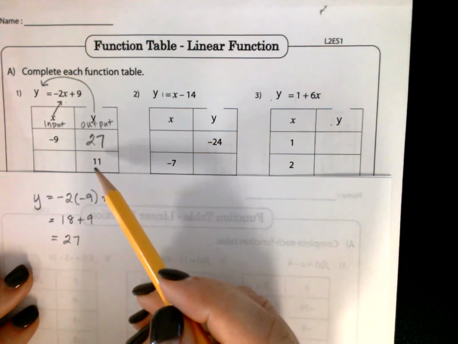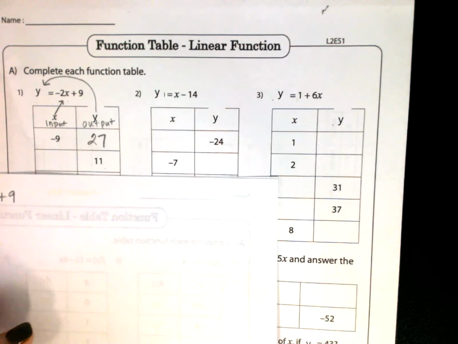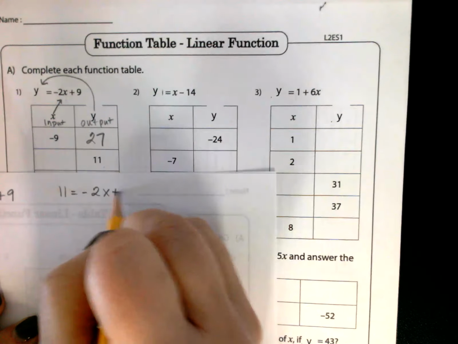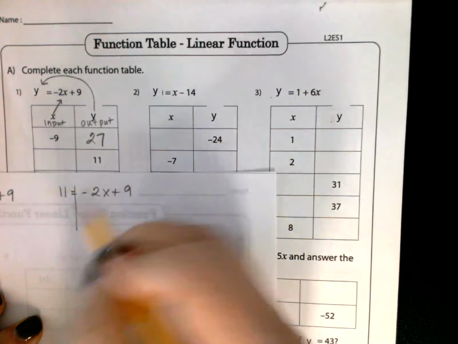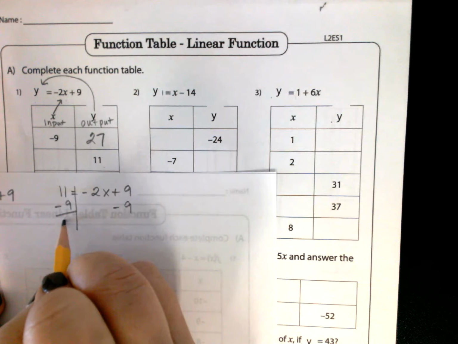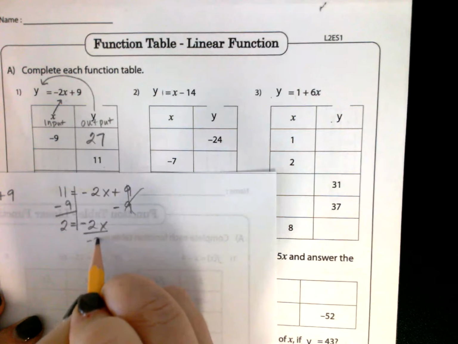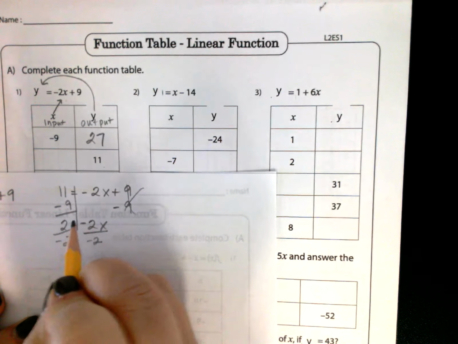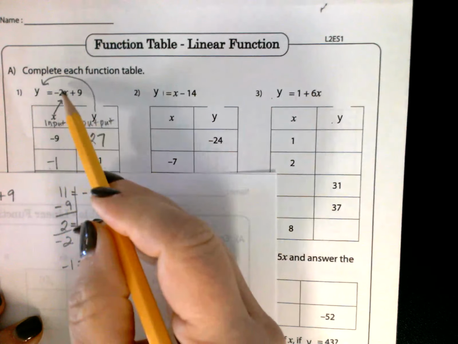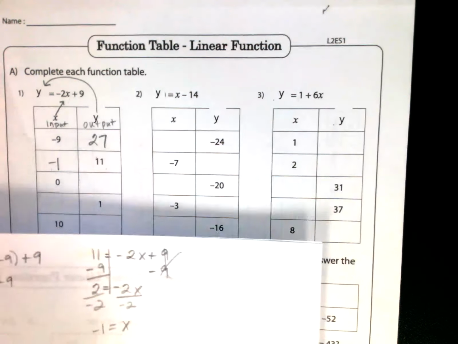Oh, this time they gave me the output. So I have to put that in for y and solve a two-step equation. y equals -2x plus 9. I would subtract 9, subtract 9. We get 2. -2x equals 2, so divide by -2. -1 equals x. So if I put -1 for the input, I would get 11 as my output.